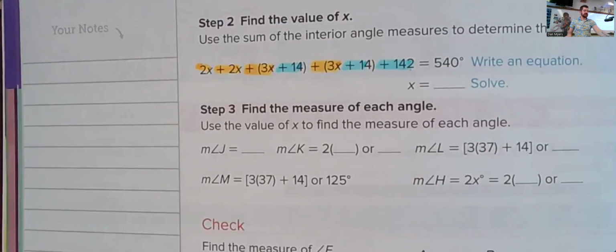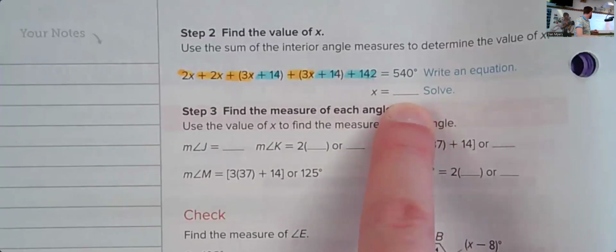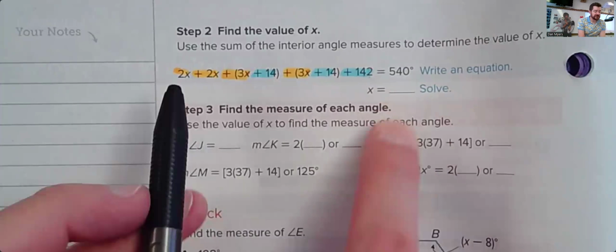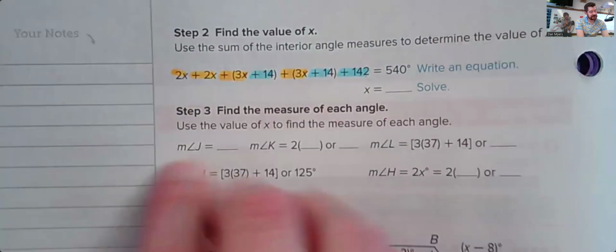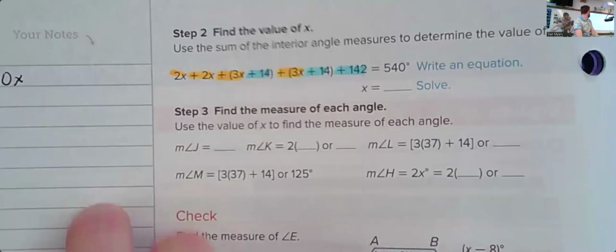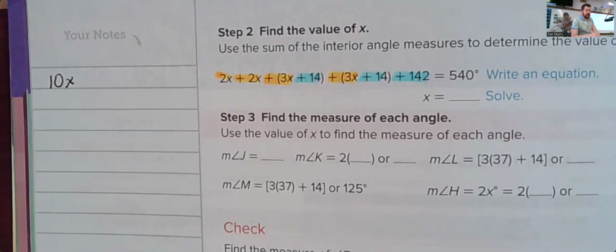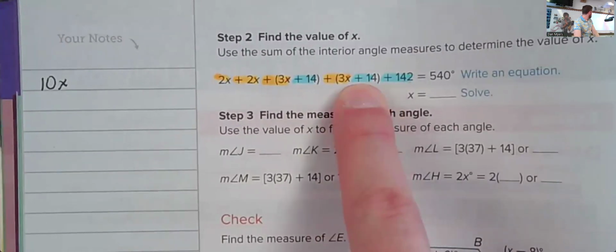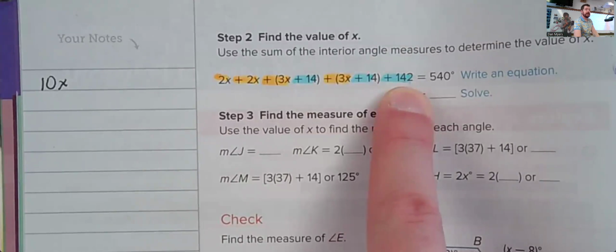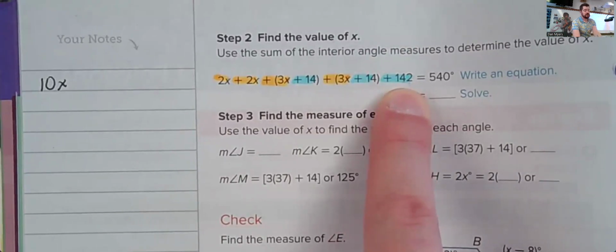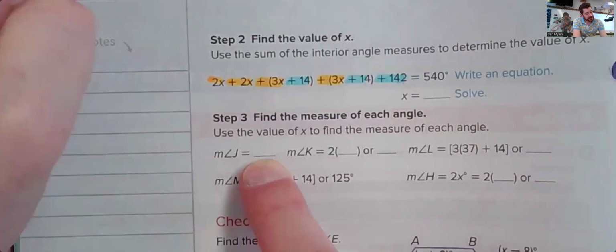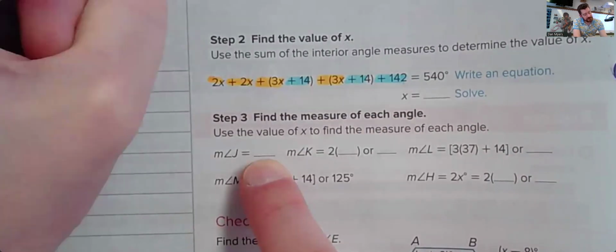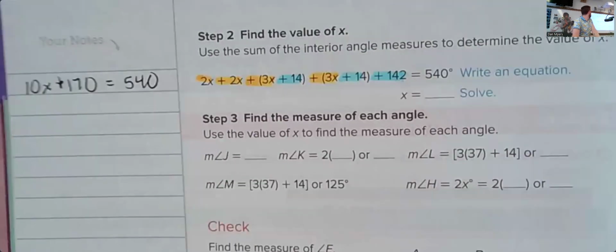And then I'm going to write that new equation over to the left, and then we'll plug in for x, or once we get x, we'll go ahead and figure that out in a minute. So 2 plus 2 is 4. 3 plus 3 is 6. 4 plus 6 is 10. So that's 10x. 14 and 14 is 28. 28 plus 142 is what? 28 plus 142, 170. Good. So plus 170 equals 540.